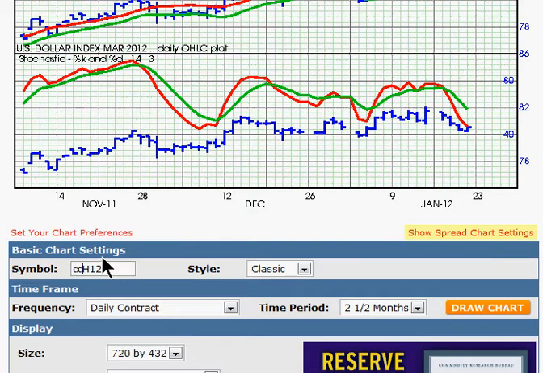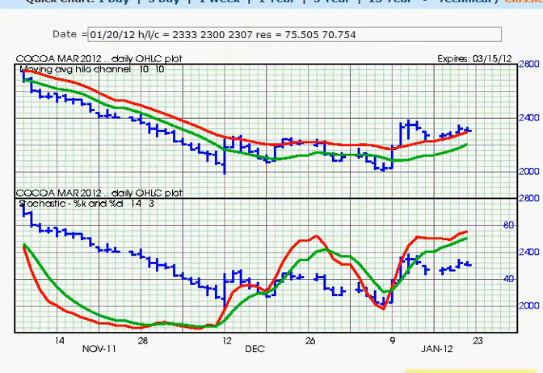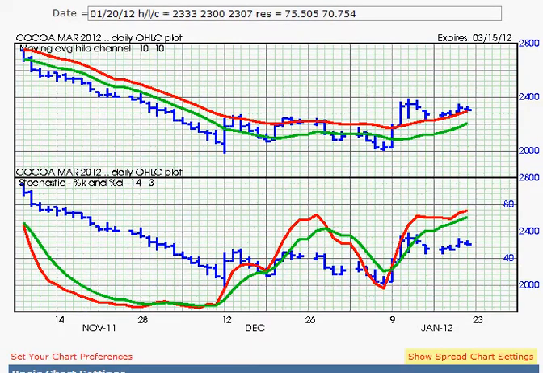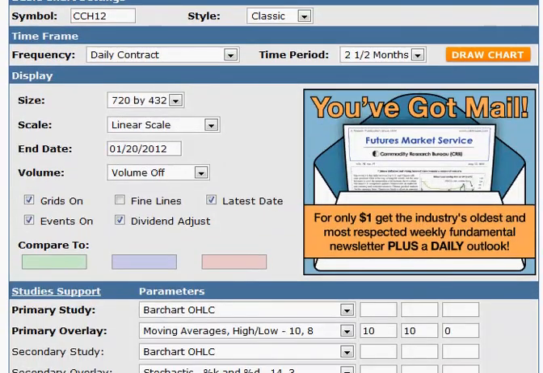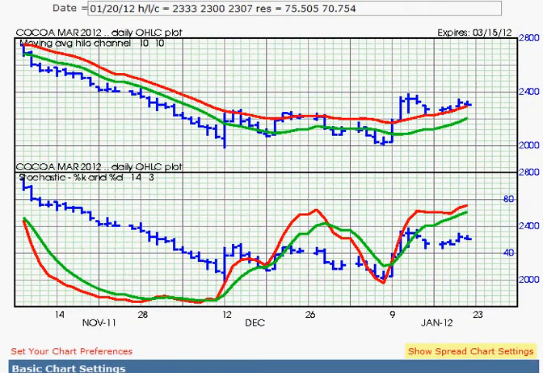The 10-10 bands are a 10-day moving average of the highs and a 10-day moving average of the lows, and they really tell a lot about the market. It's a really good indicator. You can get those when you come to Barchart. If you just go down here to moving averages, high, low, 10-8 is the default. I use 10-10. You can use 10-8 too if you want to. I just like the idea of the 10-10.